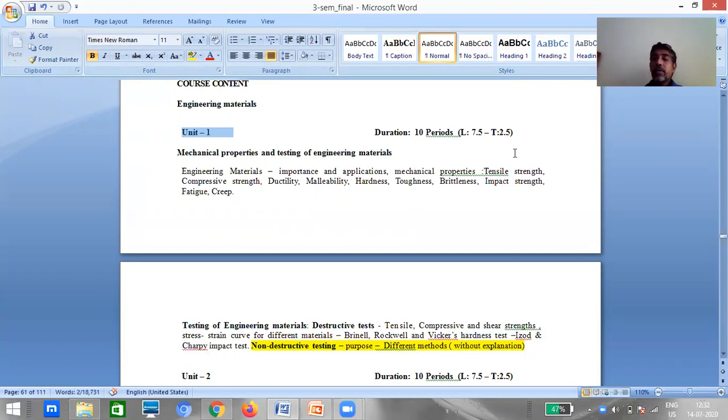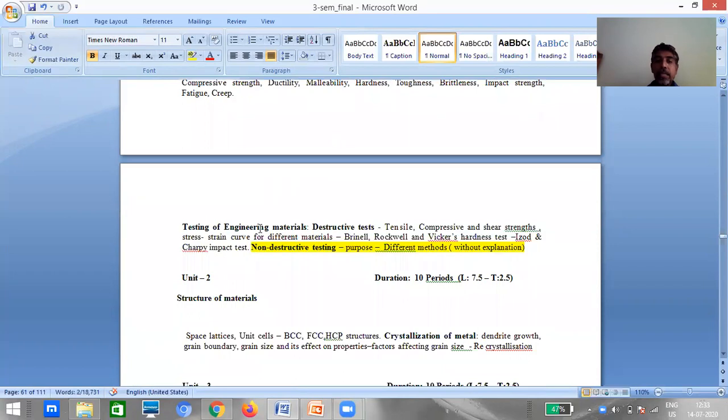Later we discussed the property spectrum, and for a mechanical engineer the mechanical properties are very, very important, and we discussed mechanical properties. We discussed tensile strength, compressive strength, ductility, malleability, hardness, toughness, brittleness, impact strength, fatigue and creep. All this comes under mechanical properties, and we discussed all these properties elaborately, and we are able to list them out as well as define them.